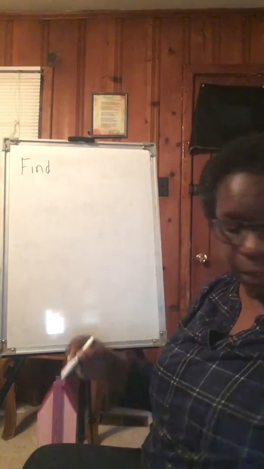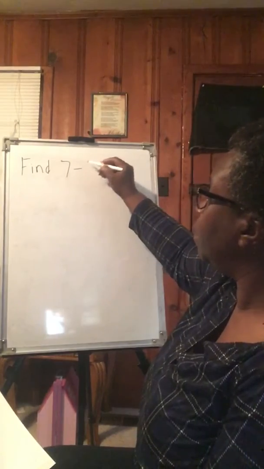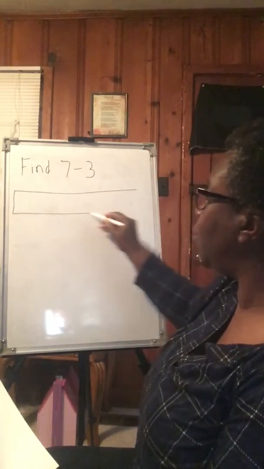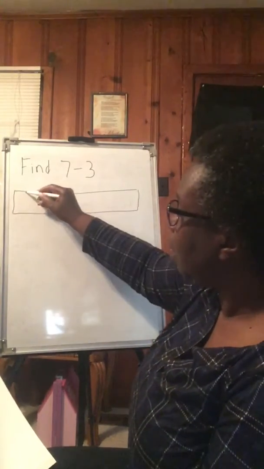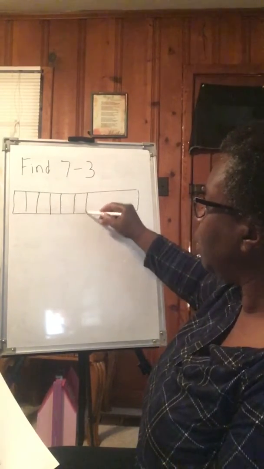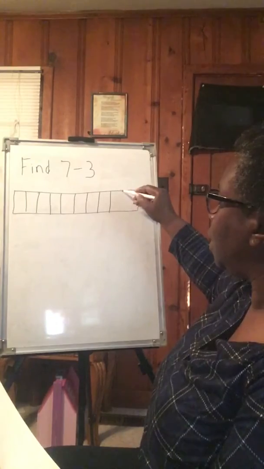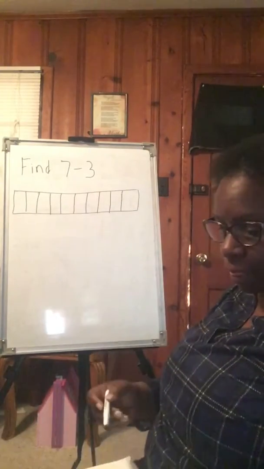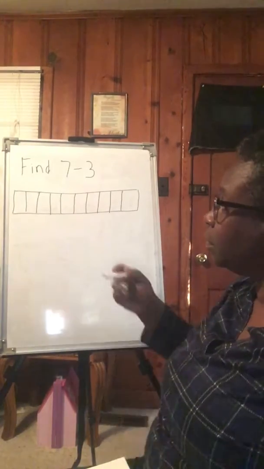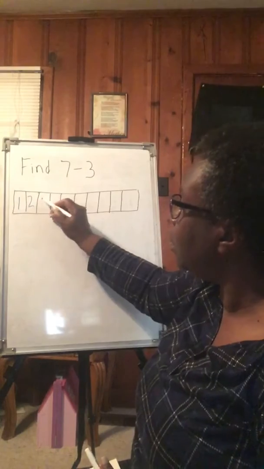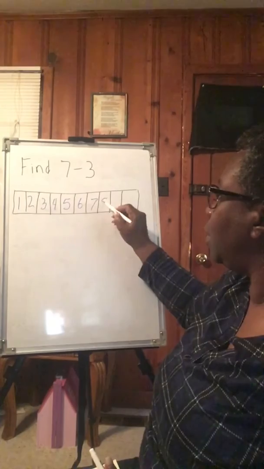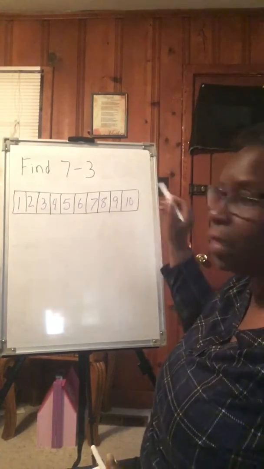And what is the problem? 7 minus 3. Again, your 10 frame. 1, 2, 3, 4, 5, 6, 7, 8, 9, 10. Let's use a different color ink. This time we're drawing blue. 1, 2, 3, 4, 5, 6, 7, 8, 9, and 10.